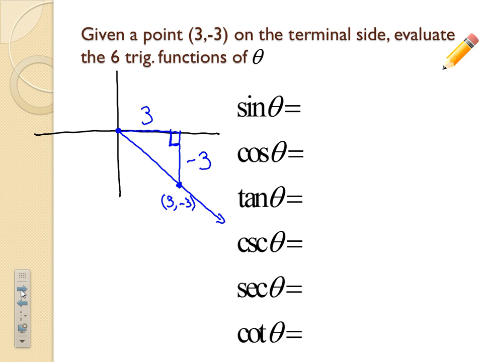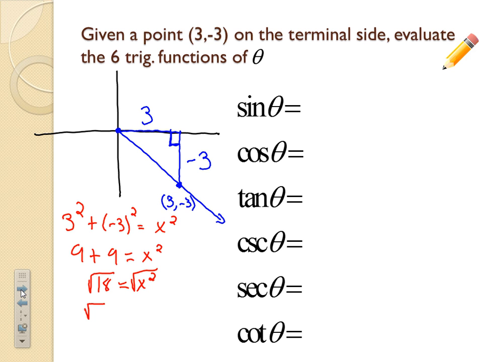Now I have to find my third side, my hypotenuse. So I have 3 squared plus negative 3 squared equals x squared. 9 plus 9 equals x squared. 18 equals x squared. Square root both sides. Now 18 is not a perfect square, but the perfect square that goes into 18 is 9. So it's going to be the square root of 9 times 2 equals x. The square root of 9 is 3. So 3 square roots of 2 equals x. That is our hypotenuse. So right here I'm going to have 3 square roots of 2.